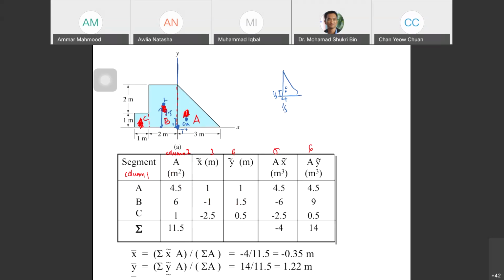Right. So here is 1. Y minus because it is to the left from the origin. Y plus because it is above from the origin, because your origin is here. Here is 0. Right. How do you get 1.5? 1.5 is simply half.